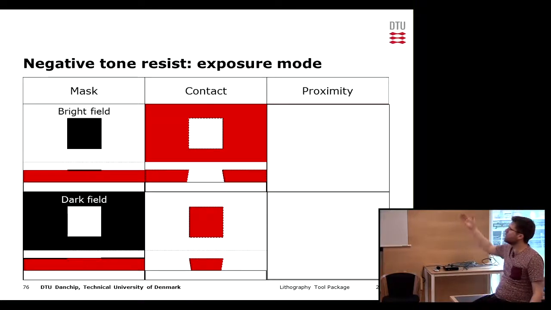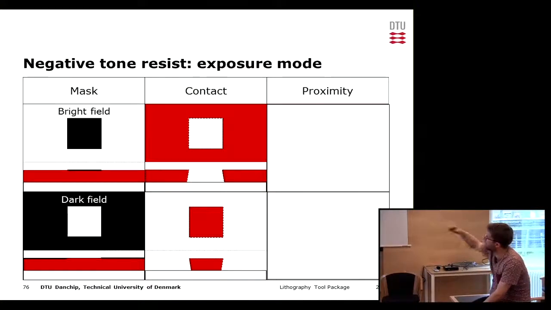Okay, so what happens then when we go to proximity? So now we introduce an air gap. The air gap makes the light diffract as it leaves the mask. So what happens to the hole in the case of the bright field design? Do we get a smaller hole or a bigger hole? Smaller. A smaller hole? Yeah. Uh-huh. And what about the sidewalls? Do they become less angled or more angled?